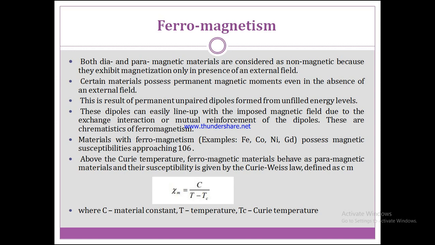Now, the materials with ferromagnetism consist of iron, copper, cadmium, neon, which possess magnetic susceptibilities approaching 10⁻⁶. Above the Curie temperature, ferromagnetic materials behave as paramagnetic materials, and their susceptibility is given by the Curie-Weiss law, which is defined as Xm is equal to C upon T minus Tc, where C is the material constant, the capital T is the temperature, and Tc is the Curie temperature.